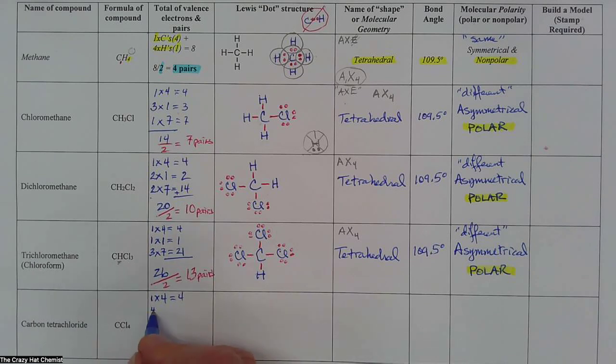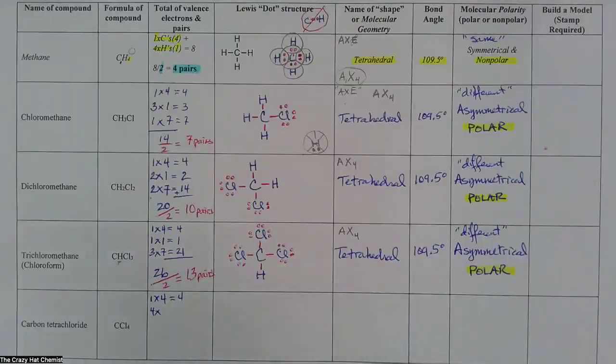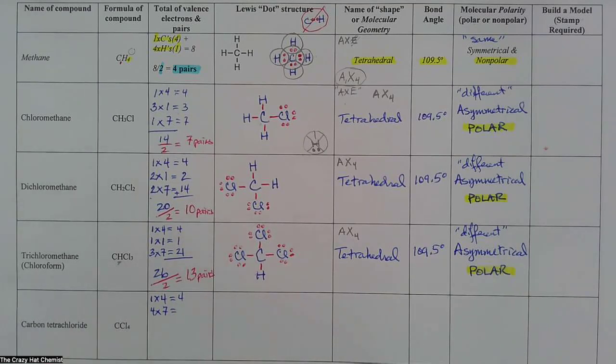And then we have chlorines. We have 4 chlorines. How many valence electrons in chlorine? 7. So 4 times 7, that is 28. We're going to add that to the 4. That's a total of 32. And what do we always do? We always divide by 2. So that's 16 pair. So I have 16 pairs of electrons.